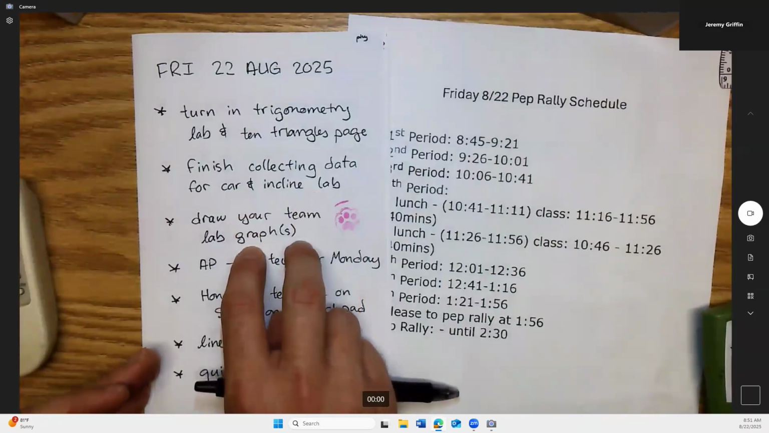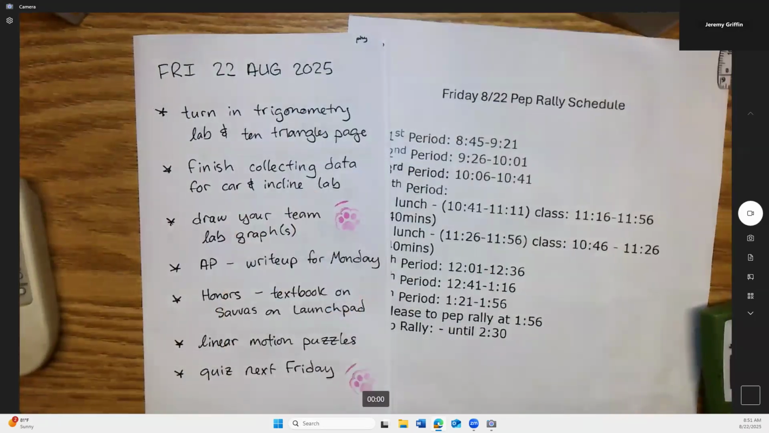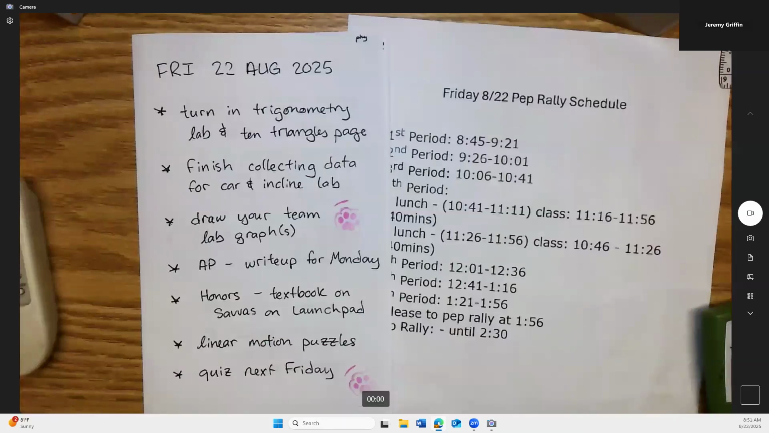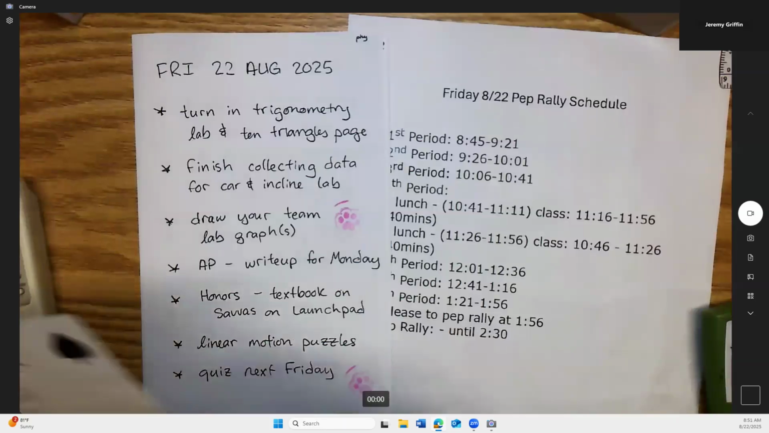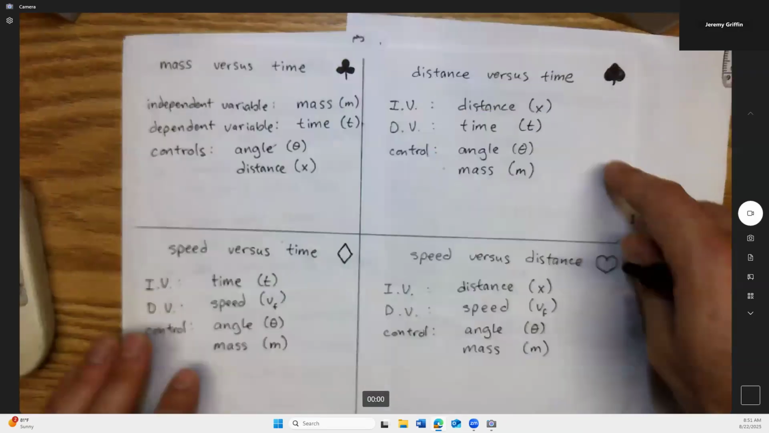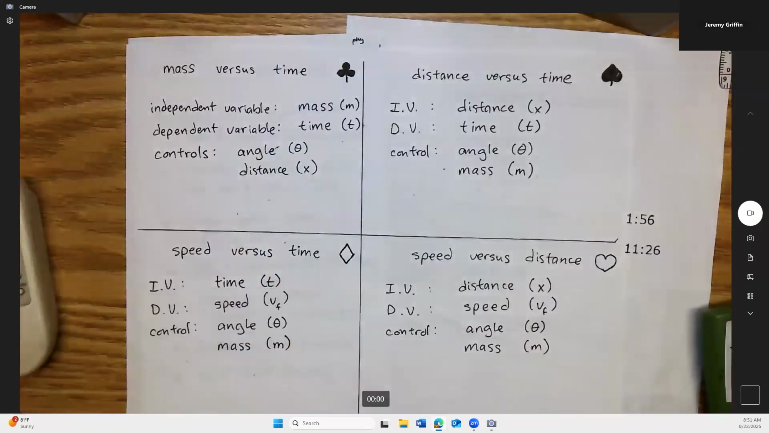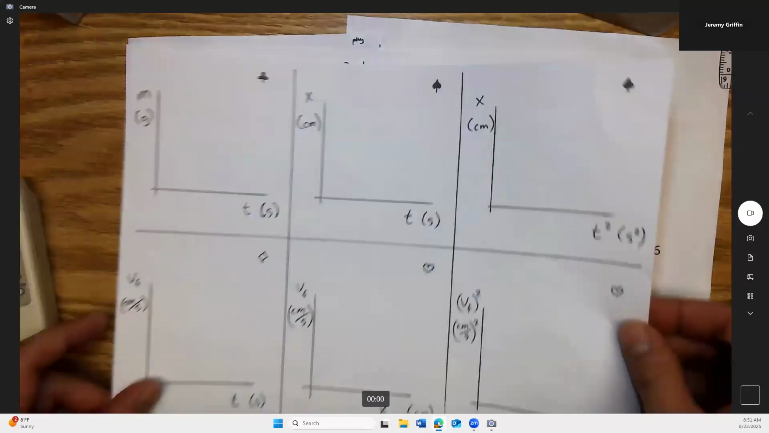If you need time to draw your graphs, good opportunity today. You guys remember I split you guys up into 4 different experimental groups. You guys remember those card suits? You got clubs, spades, diamonds, and hearts. And from that, you're able to make these different types of graphs.